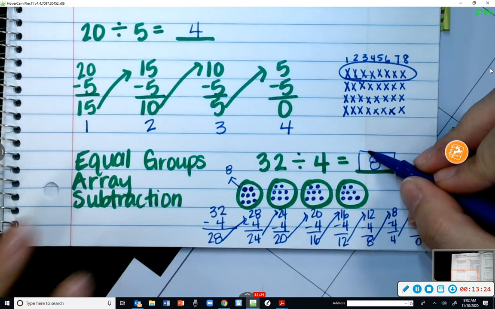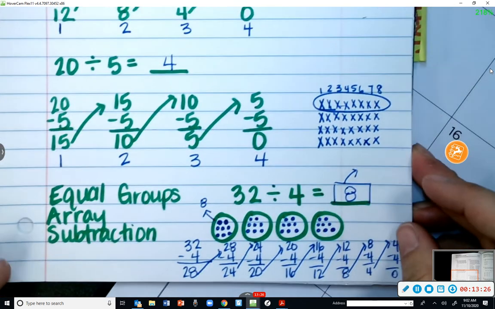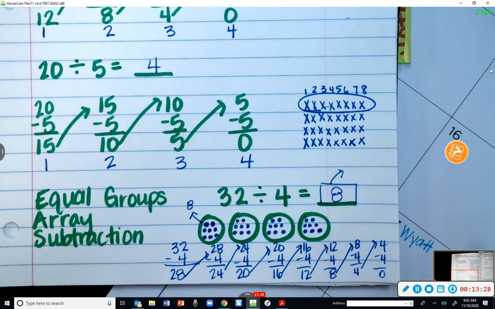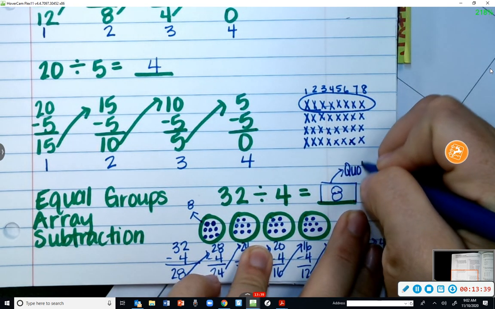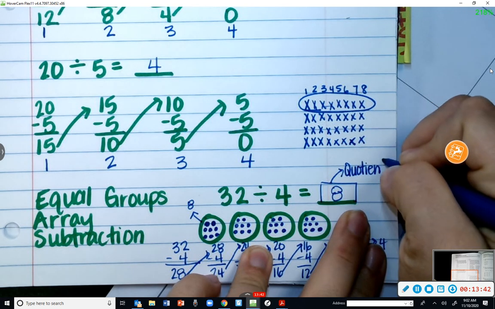What do y'all remember from yesterday, what we call the answer? A product. No, that's for multiplication. Quotient. Quotient. Quotation is for something else. That's for reading. Quotient.